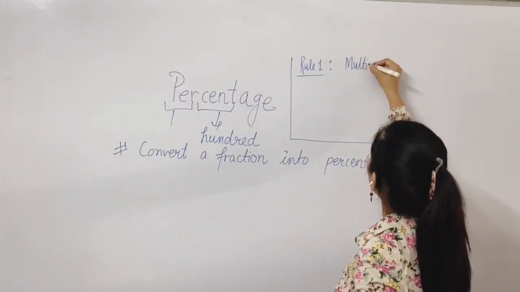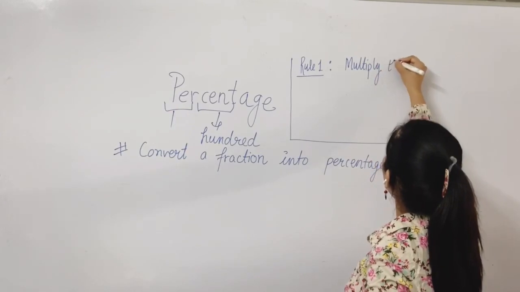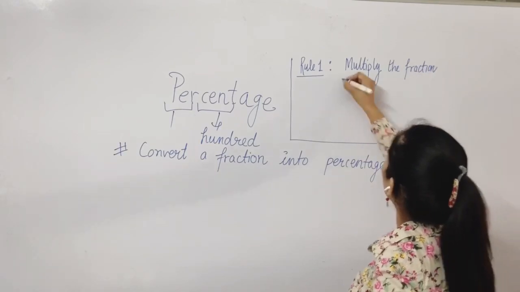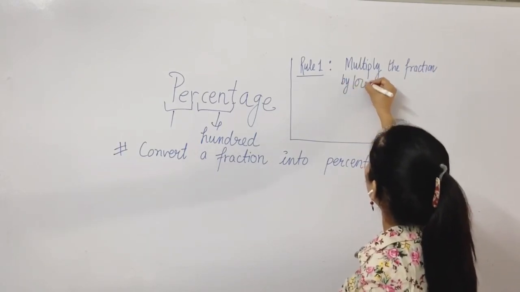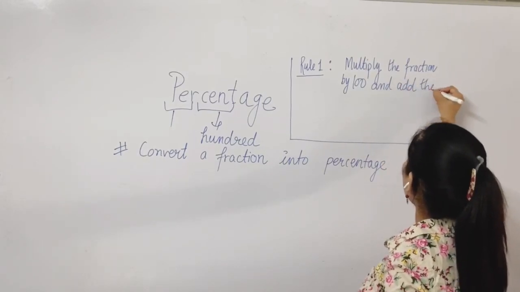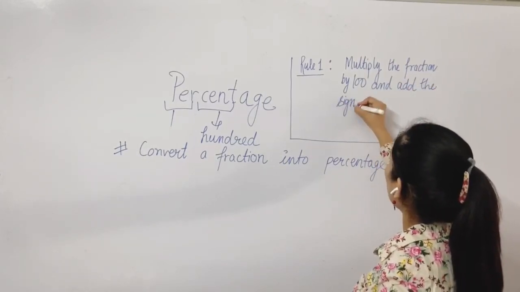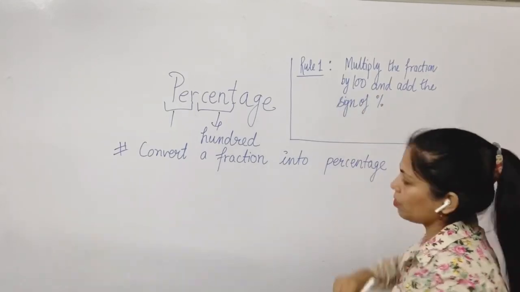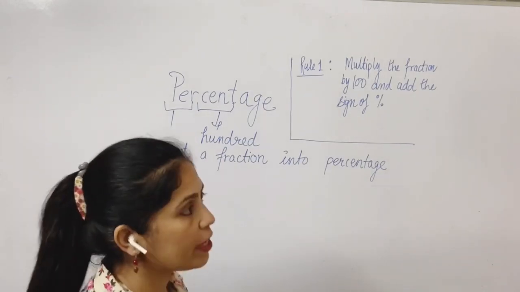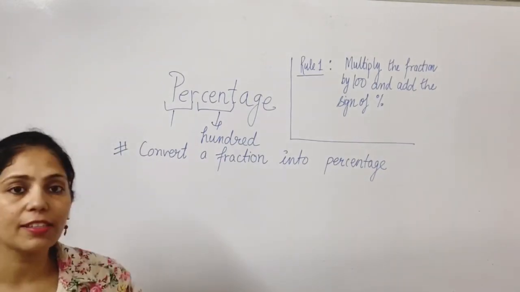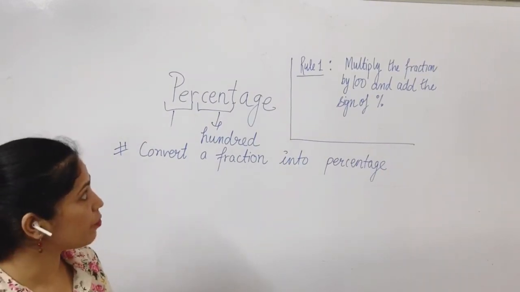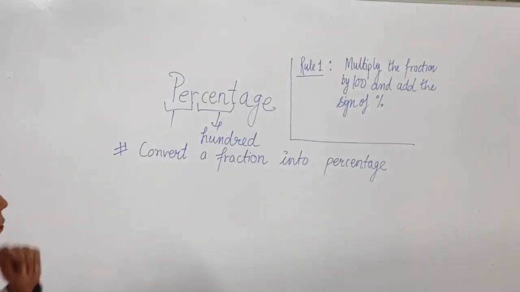Multiply the fraction by 100 and add the sign of percentage. Right? Again, let's revise the rule. Multiply the fraction by 100 and add the sign of percentage. Again, multiply the fraction by 100 and add the sign of percentage.